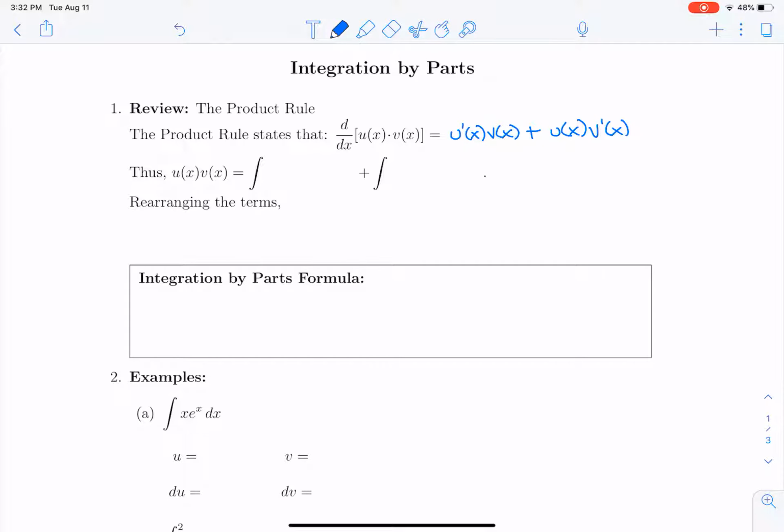And if that derivative relationship holds, that tells us that u of x times v of x must be the antiderivative of the right-hand side. So u of x times v of x must be the antiderivative of u prime of x times v of x dx plus the antiderivative of u of x times v prime of x dx. Now we're going to rearrange the terms so that what we have is the integral of u of x v prime of x dx.